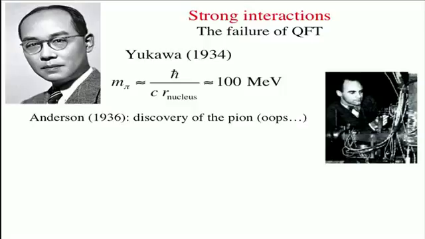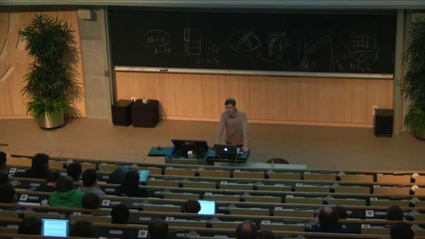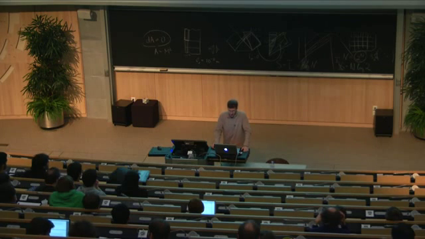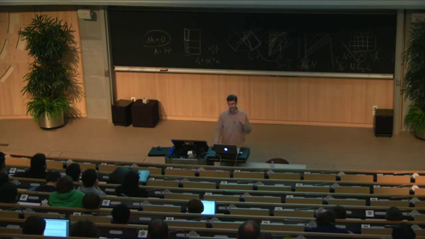But in some experiments, especially the experiment by Conversi, Pancini, and Piccioni, it was found that the particle discovered by Anderson could not be the pion. The reason was that it did not have strong interaction; it was not interacting very strongly with nuclei. And indeed, the pion was discovered again only in 1947, and this time it was a real pion.